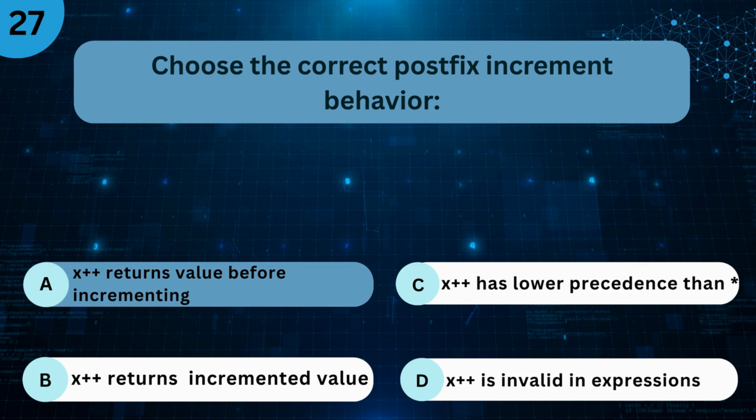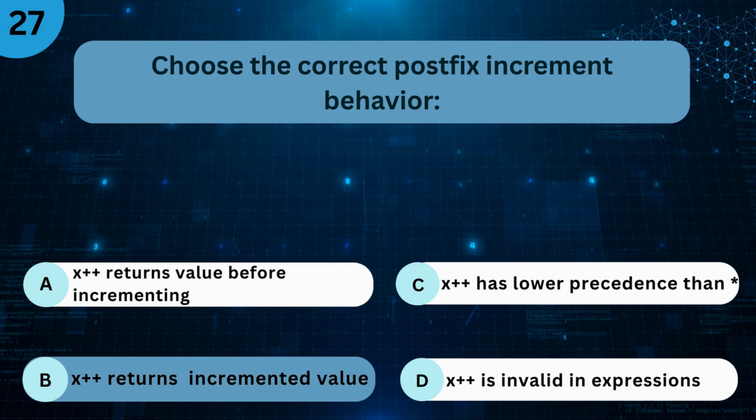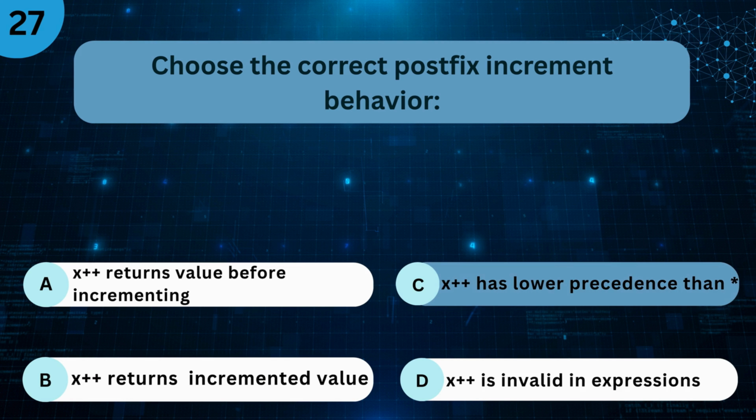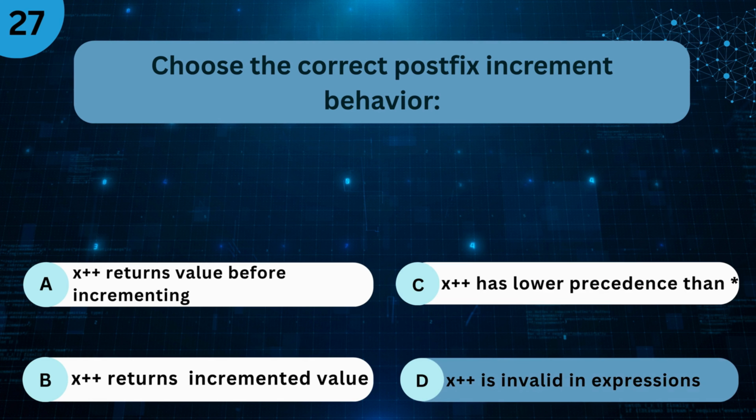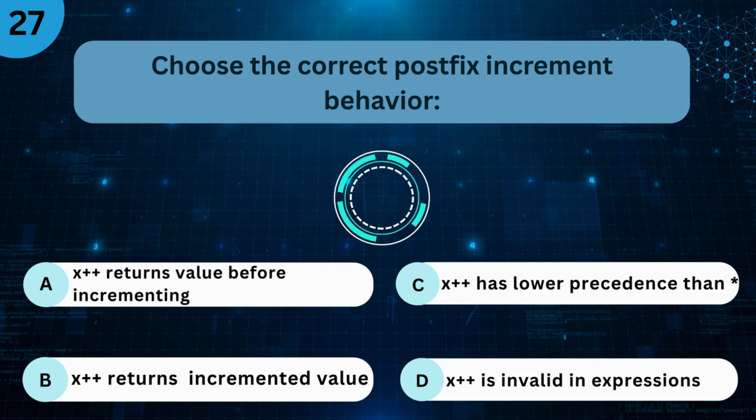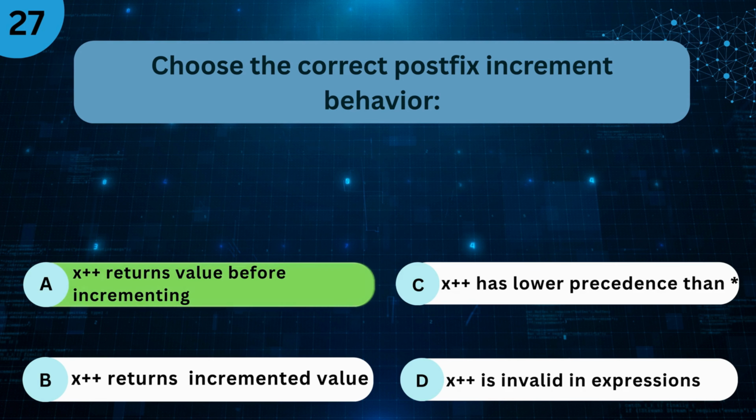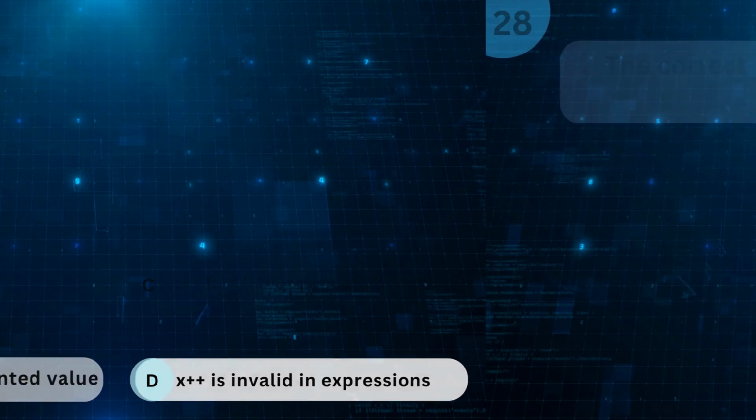A. x++ returns value before incrementing. B. x++ returns incremented value. C. x++ has lower precedence than *. D. x++ is invalid in expressions. The right answer is A. x++ returns value before incrementing.